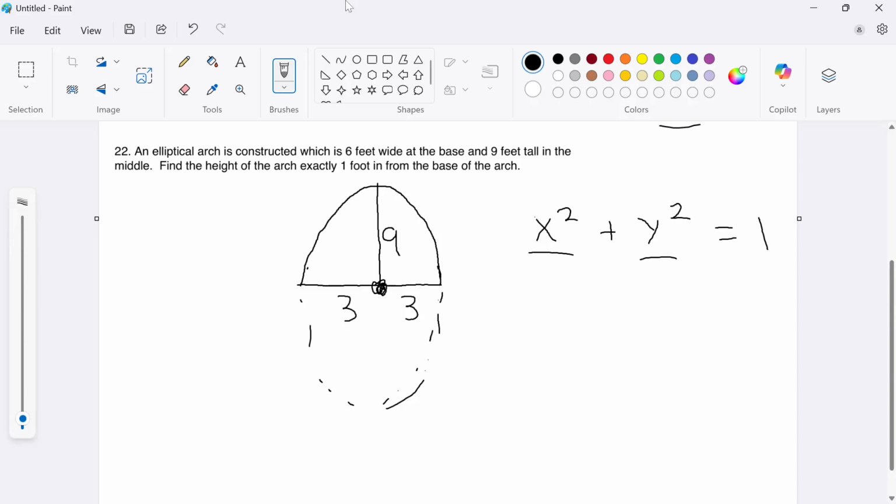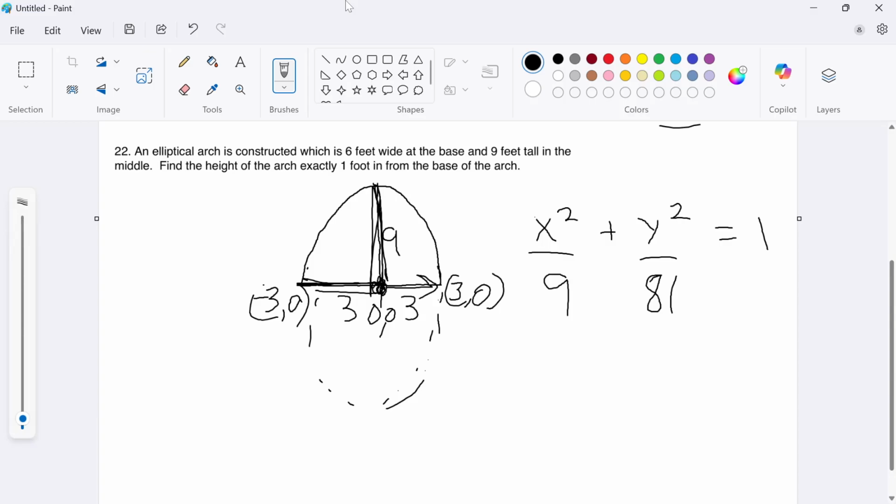Okay, so I know that the a part, the longer part, is 9, so 9 squared is 81. The distance from the edge to the center is a. The distance from the edge to the center on the minor axis, the shorter axis, is b. 3 squared is 9. So that's my equation, x squared over 9 plus y squared over 81 equals 1. Now, I want to find the arch 1 foot from the base. So if this is (0, 0), this is (-3, 0), because that's 3 away from it, and this is (3, 0), 3 to the right of it.